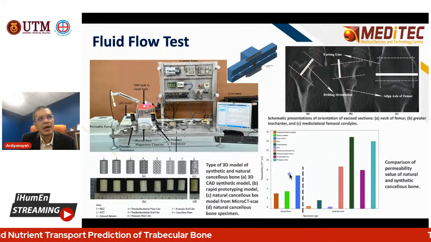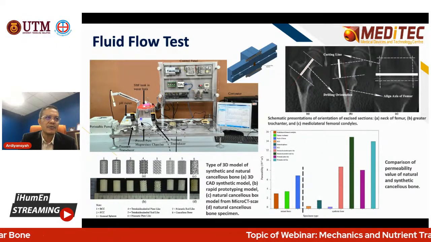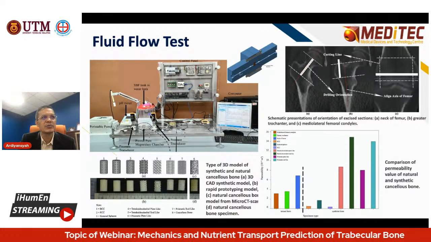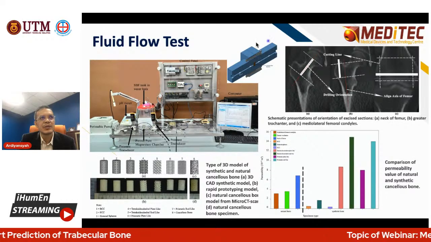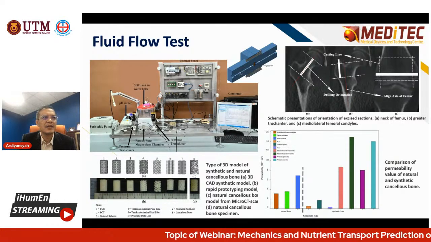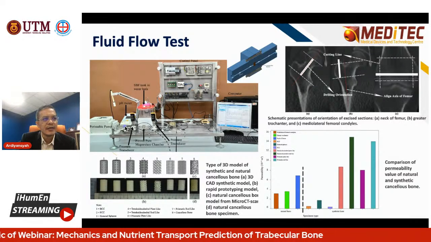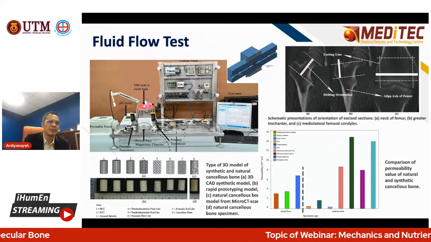Okay, this is the rig that we developed. Here we use SBF in a water bath, and we control the temperature at 37 degrees C. This blue one is the sample holder. We put the sample inside, then give the flow rate. After that you can check the resistance of the sample. Mostly we are looking at the permeability.